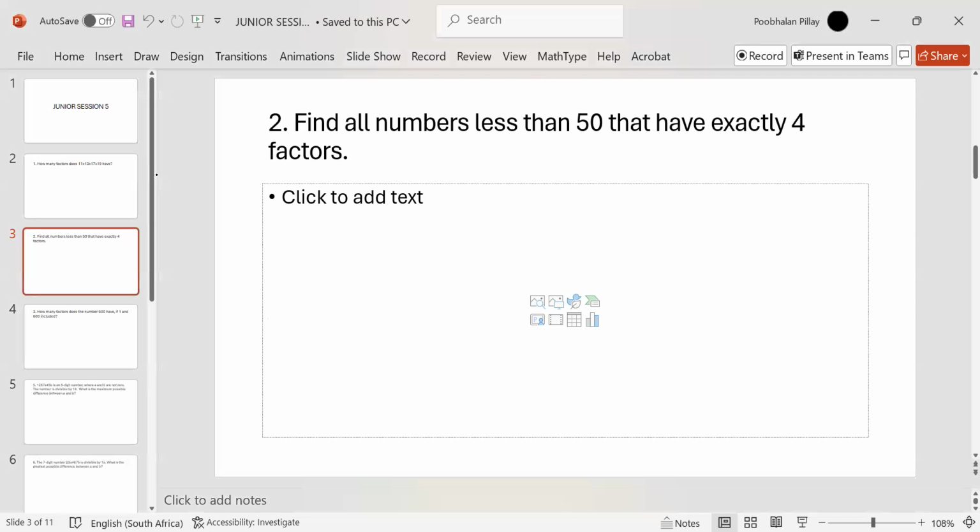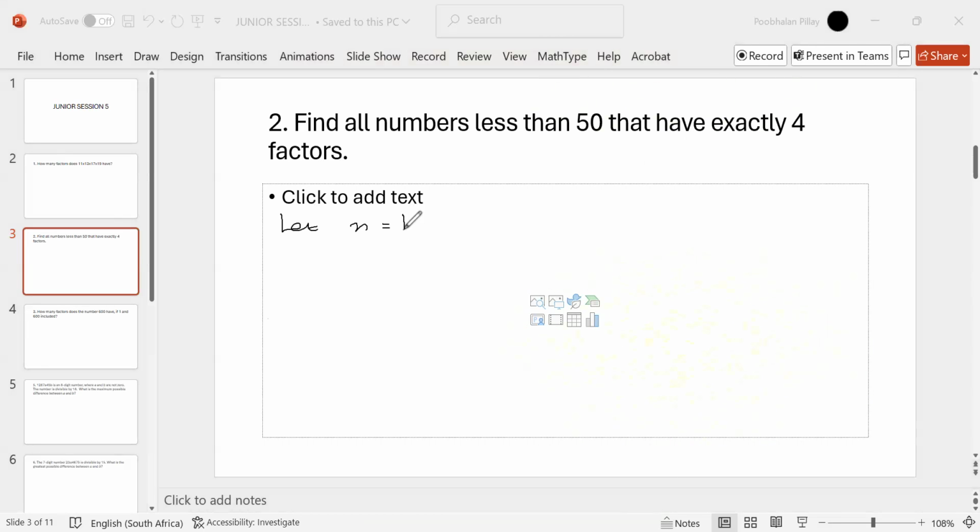Find all numbers less than 50 that have exactly 4 factors. Now, how do we solve this problem? So we'll say, suppose the number is n. Let n be written as a product of prime powers.